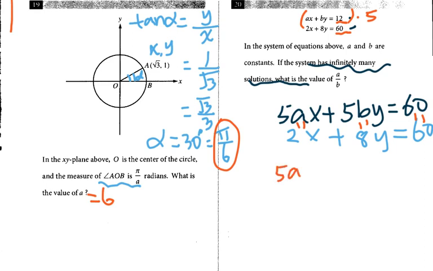So I have 5a equals 2, then 5b equals 8. Then I divide both sides. Cancel, and you get a over b equals 1 over 4.